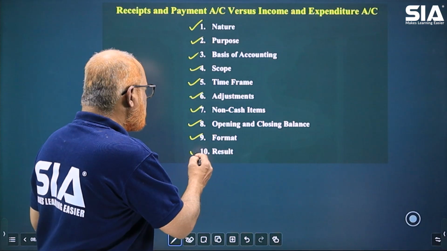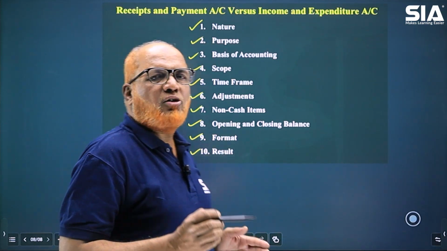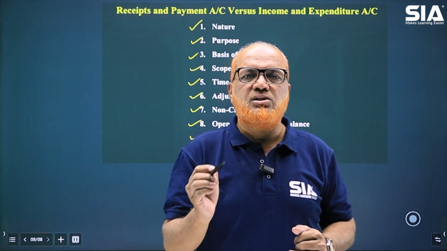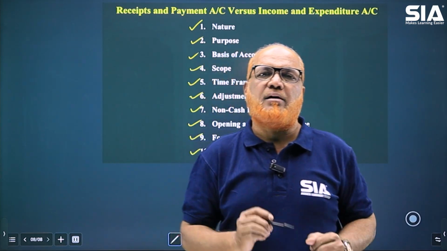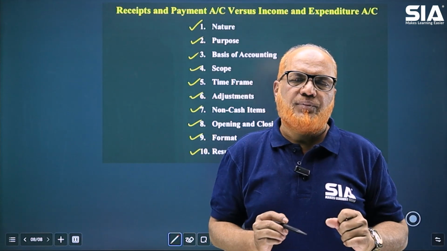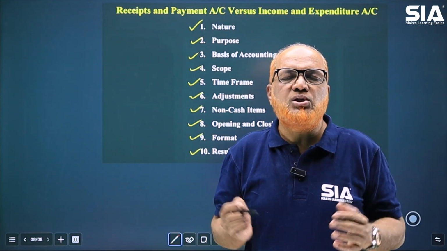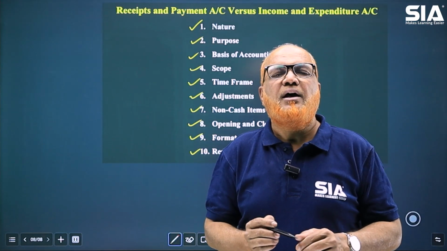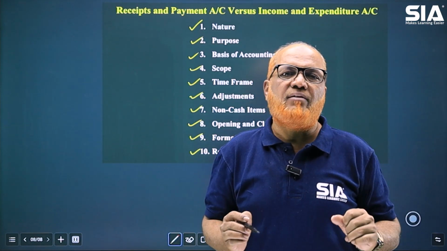Last one is result. The result of a receipts and payments account is the closing balance of cash and bank. Whereas the result of the income and expenditure account is to find out the surplus or deficit. Like that, I have explained only the side headings.